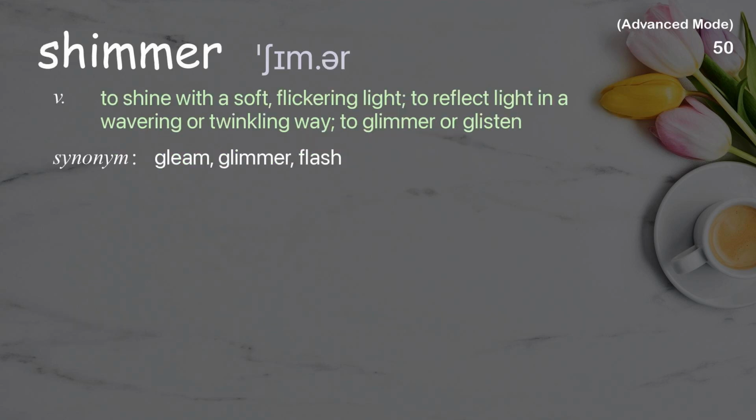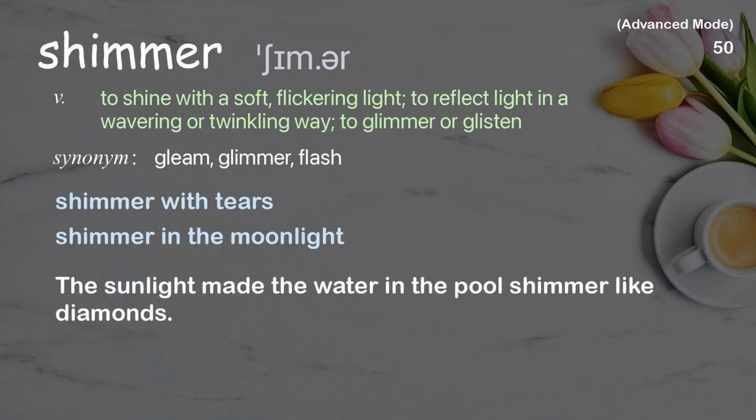Shimmer. To shine with a soft, flickering light, to reflect light in a wavering or twinkling way, to glimmer or glisten. Examples: Shimmer with tears. Shimmer in the moonlight. The sunlight made the water in the pool shimmer like diamonds.